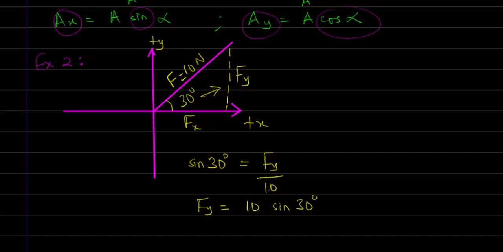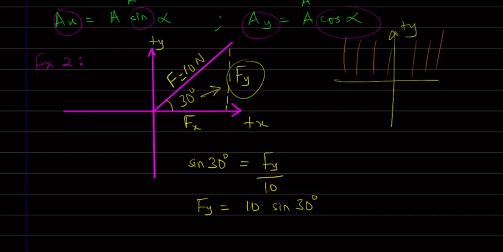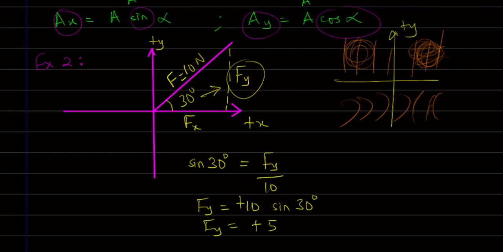Now we have to look at the sign. Is it positive Fy or negative Fy? As you can see, the Fy is located on the positive side. Like we have said the other time, for y, everything that we have here is for positive y. That means this side represents the positive y-axis, and down is the negative y-axis, so our Fy is positive. Since it's located on the positive y-axis, we can get our value to be plus 5 Newton.